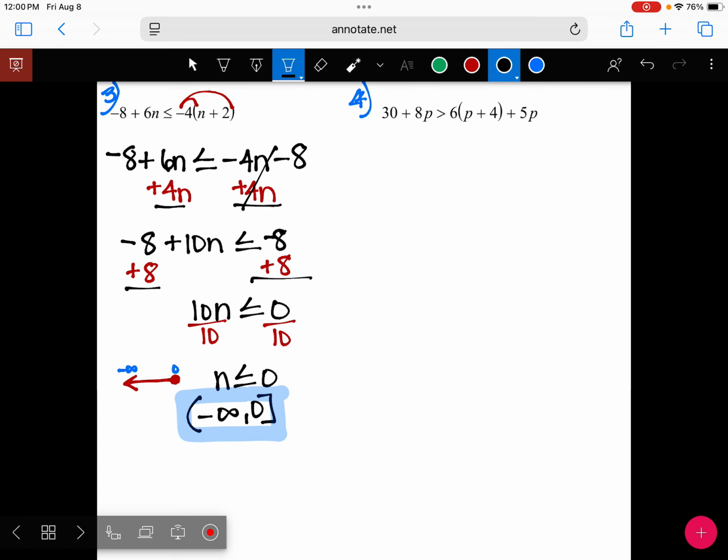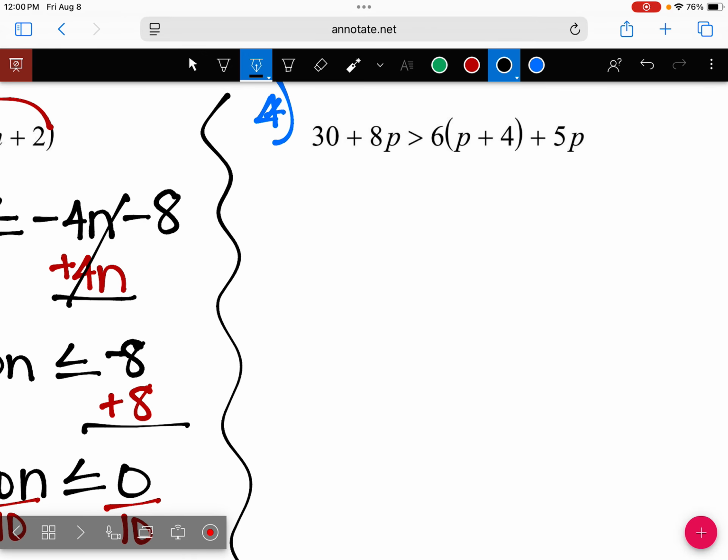All right, go ahead and do number 4. Oh, did you have a question about number 3? Why didn't I flip the sign when I divided by 10? Good question. Can somebody answer that question? Because it has to be a negative number. If you divide or multiply by a negative, we flip it. Good question. More than one person has that question, I'm sure.